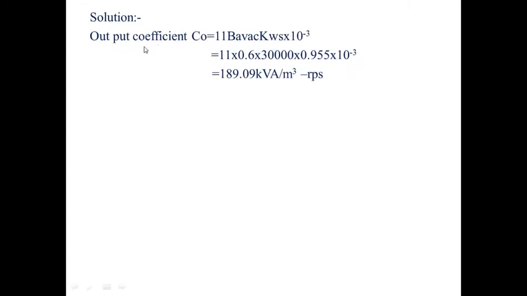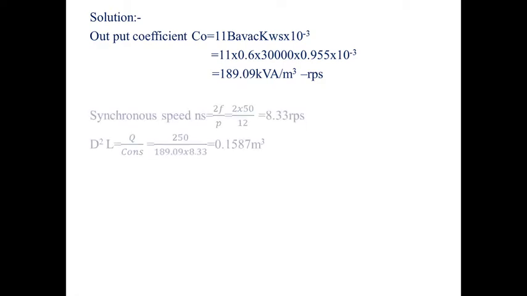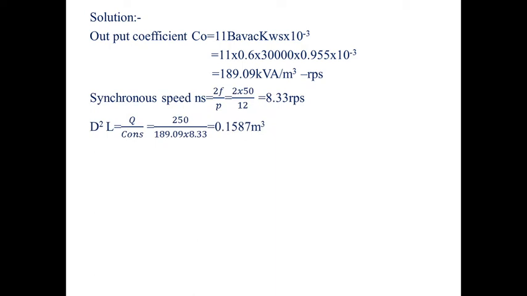We have the output coefficient C naught equal to 11 BAV AC kWs into 10 to the power minus 3. Substituting the values, BAV is 0.6, AC is 30,000, stator winding factor is 0.955, into 10 to the power minus 3. After simplifying, you will get 189.09 as the output coefficient. Now synchronous speed Ns is given by 2f by P, so 2 into 50 by 12, you will get 8.33 RPS.